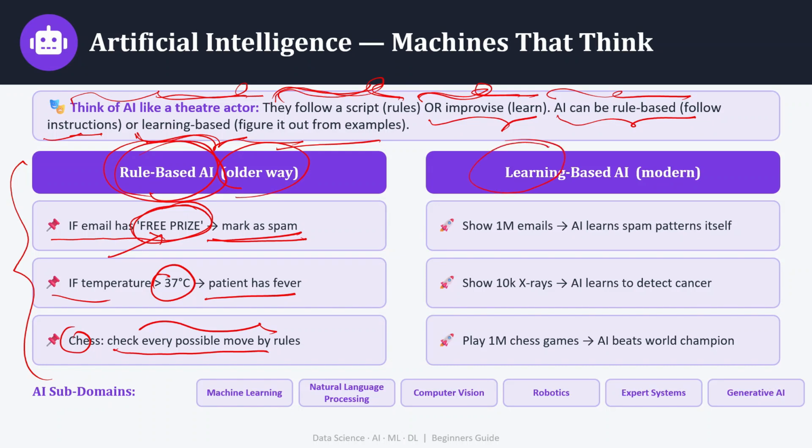Now we have learning based, where it automatically learns from past patterns and takes the decision on its own. Like, show it 1 million emails. So I have given 1 million emails, and the AI learns spam filters itself.